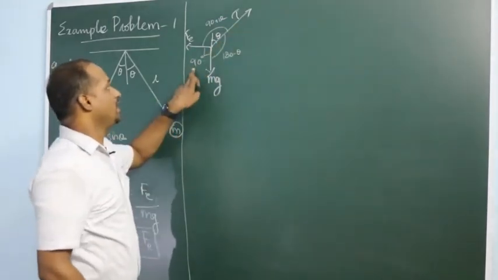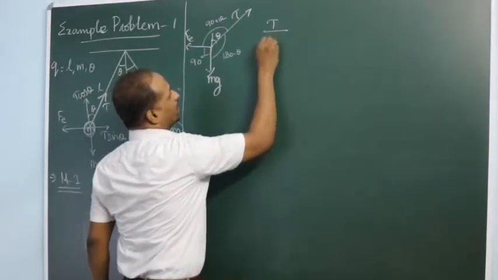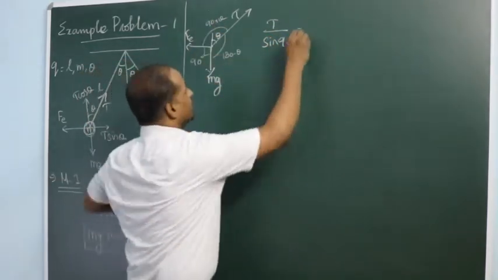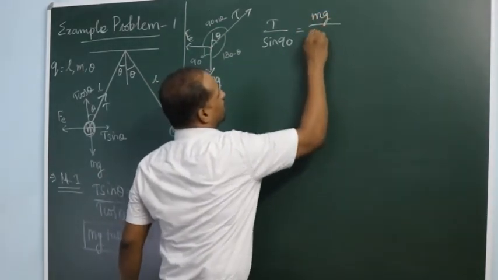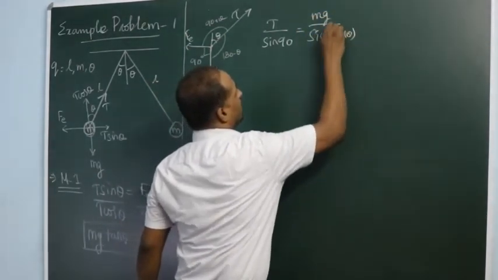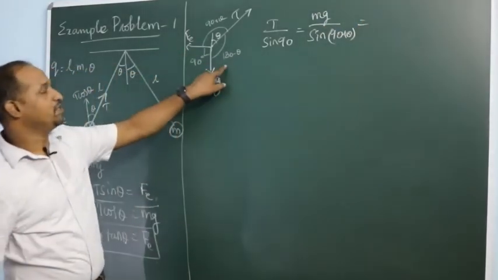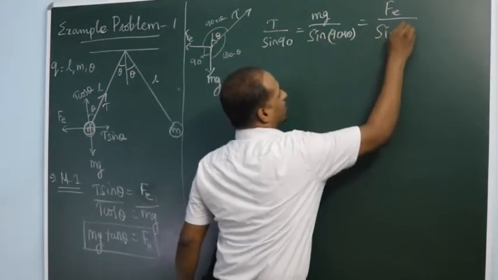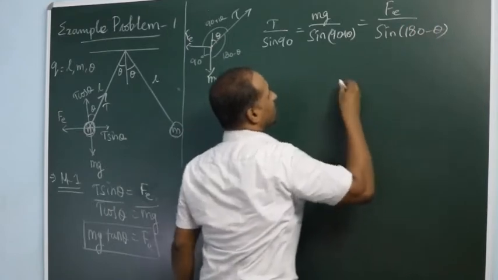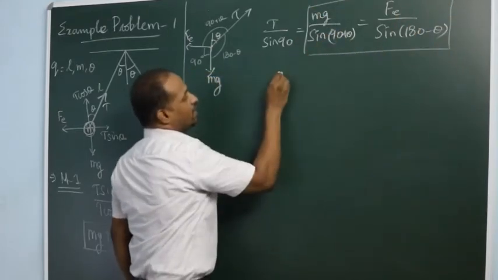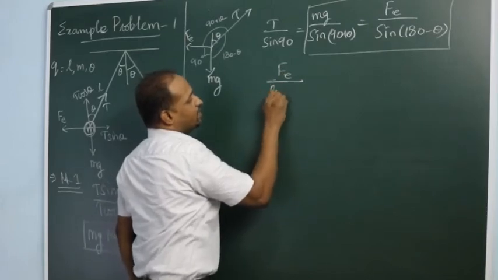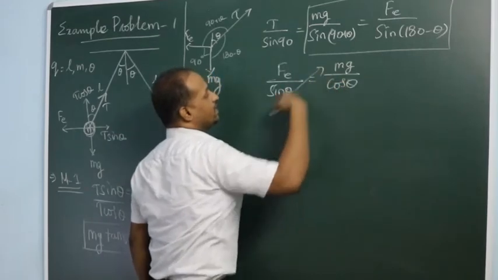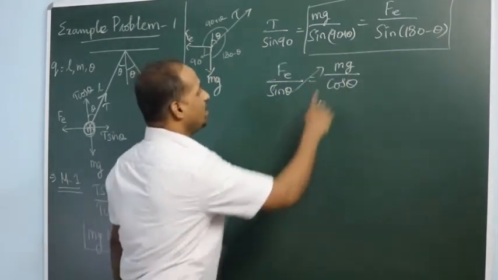Then tension T by the opposite angle can be written as T by sine 90 is equal to mg by sine of 90 plus theta, which will be equal to Fe by the opposite angle, sine of 180 minus theta. So it is Fe by sine of 180 minus theta. If you consider these two things, Fe by sine of 180 minus theta is sine theta, mg by sine of 90 plus theta is cos theta. When the sine theta goes up, sine theta by cos theta is tan theta, so Fe is mg tan theta.